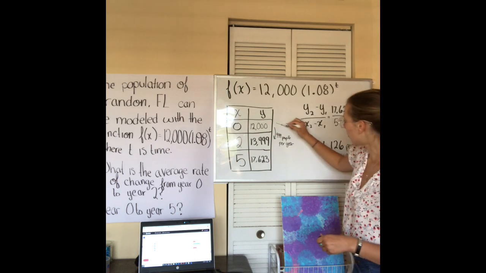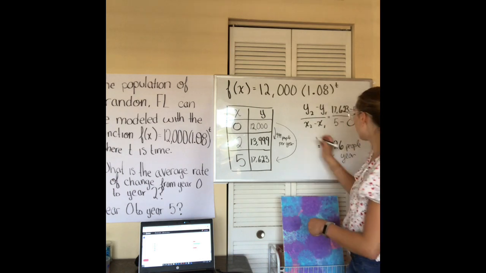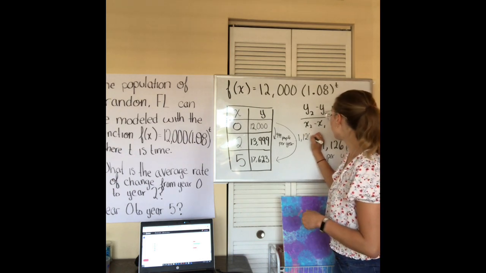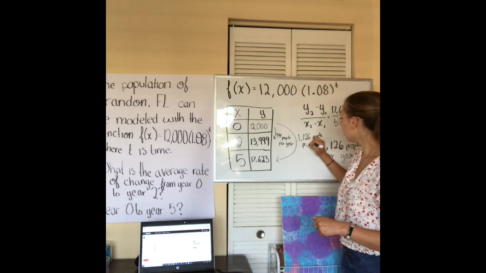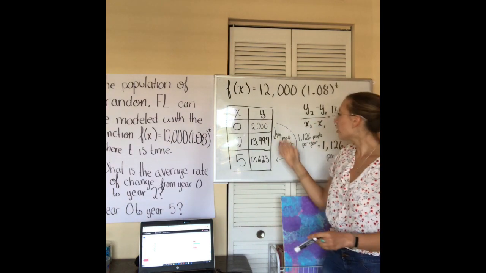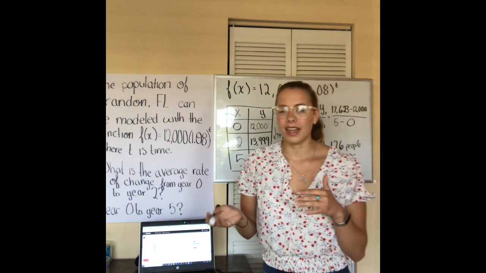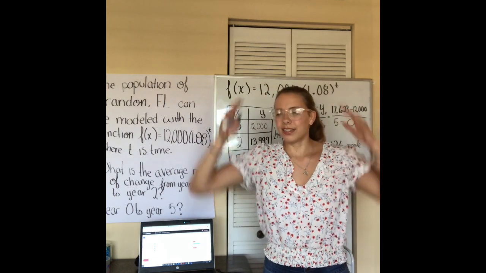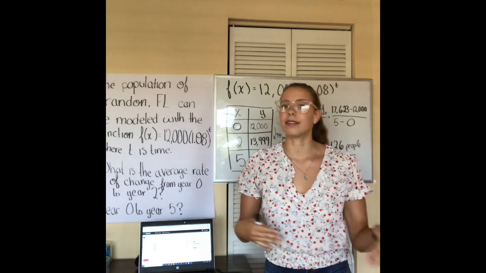So from year 0 to year 5, on average, 1,126 people moved to Brandon per year. And the average number of people per year can be different. This goes along with the concept that the average is you take everything that you have, you add it all up, and then you divide it by however many things you put in.